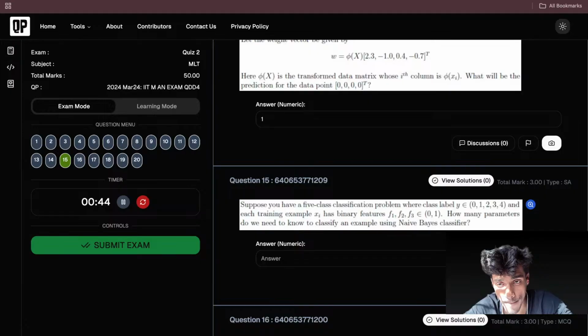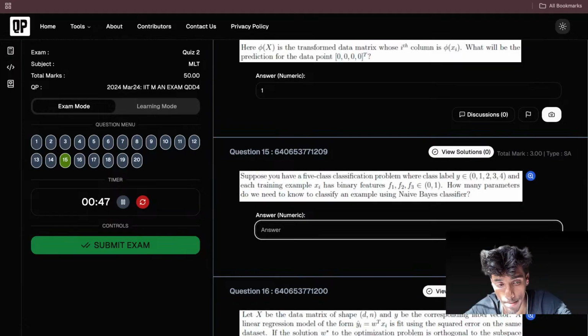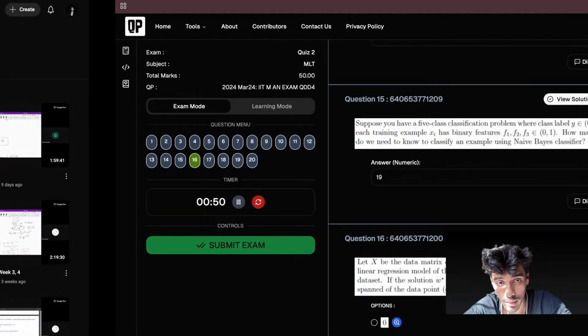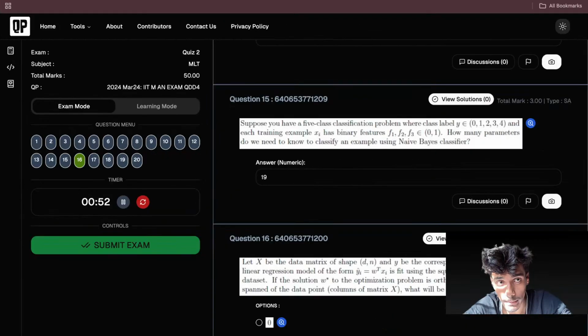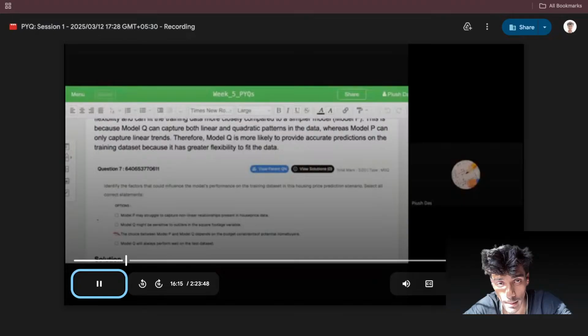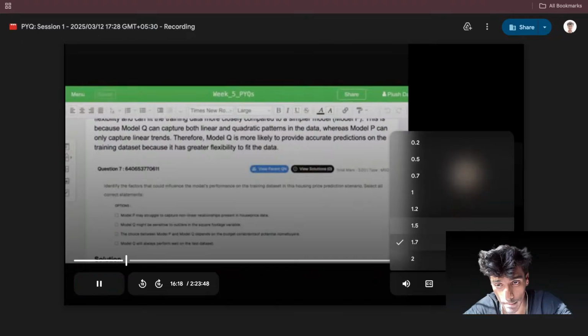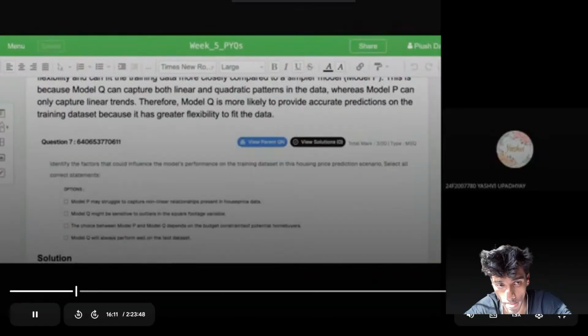Okay. Among all of these, one seems a little vague: the choice between model P and model Q depends upon the budget constraint of the potential home buyer. Do you think this is correct? No. This is anyway not going to be true, right? Now among A, B, and D, which one, two, or three? This is an MSQ.